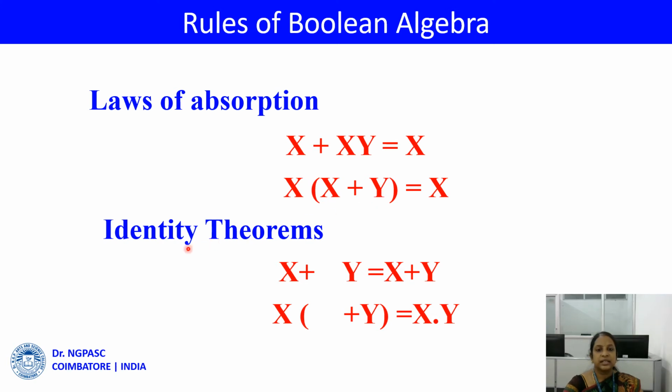Next is identity theorems. So x plus x complement into y will give you x plus y, and x plus x into y is equal to x dot y.